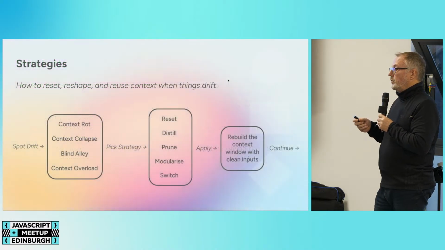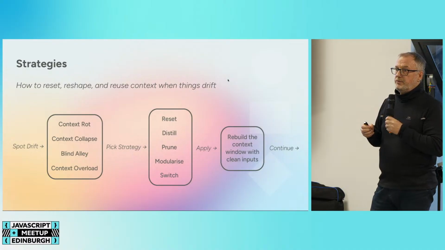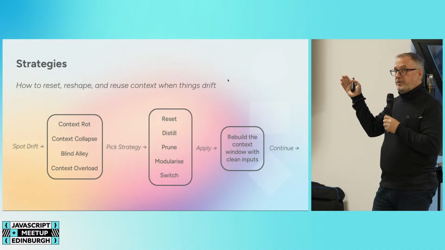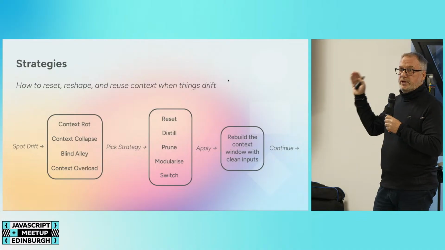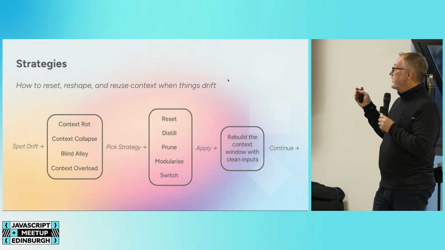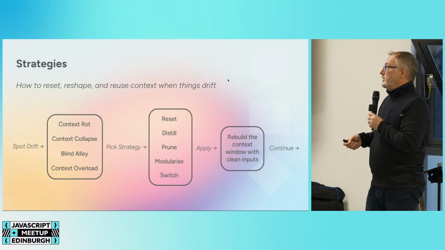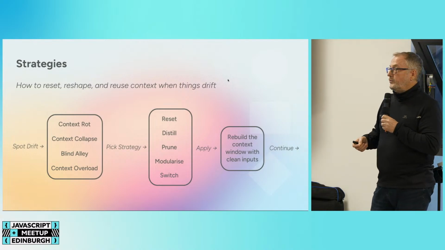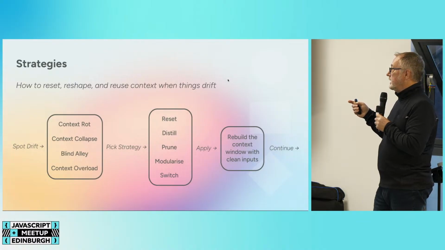What can we do? What are our strategies for when the problems exist? By the way, I'll be posting this deck, and there's a ton of examples in the notes. I'll post this, and you can all have a look through the examples. So there's a kind of chain. Once you've spotted the drift, depending on whether it's the rot, the collapse, or blind alley, you can then pick a strategy, and we'll go into the strategies in a minute. And then you apply that and rework it.